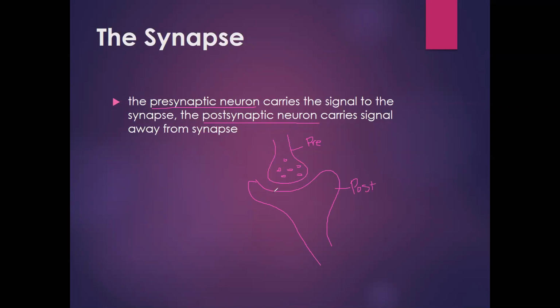It would have chemically gated sodium channels all in it right here. And then the action potential would travel this direction, and then the neurotransmitter would cross the gap. So we went from an electrical stimulus to a chemical stimulus, and then another electrical stimulus as the depolarization travels down the dendrite. Okay, so make sure you know the difference between presynaptic and postsynaptic neurons.